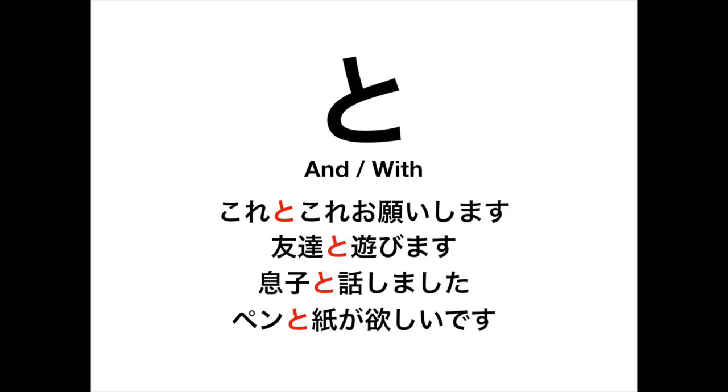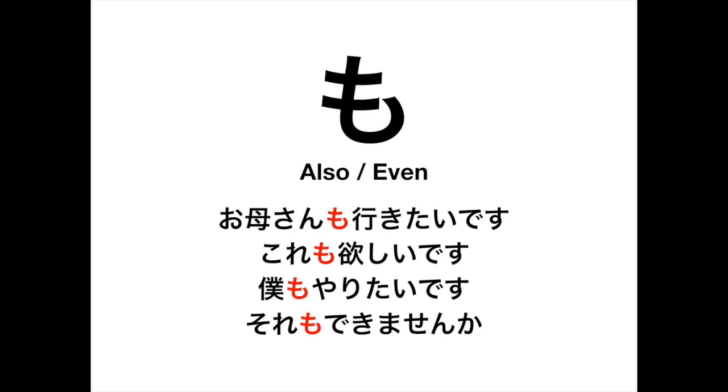Okay, moving on. This one is も, which means also or even. Okay, so this top one is お母さんも行きたいです. And this is mom also wants to go. So お母さん is mom, and then も, so mom also 行きたいです wants to go. Okay, and the next one is これも欲しいです is this also I want, or I want this also.